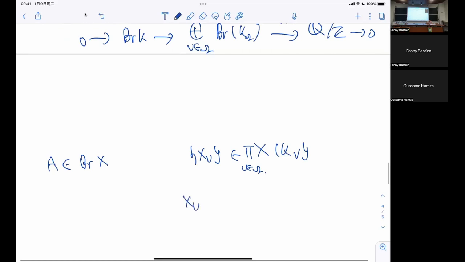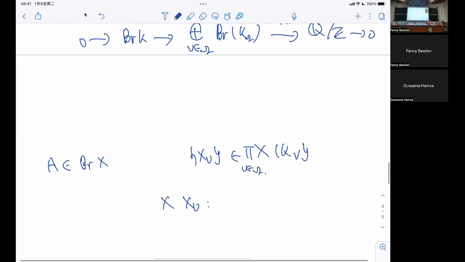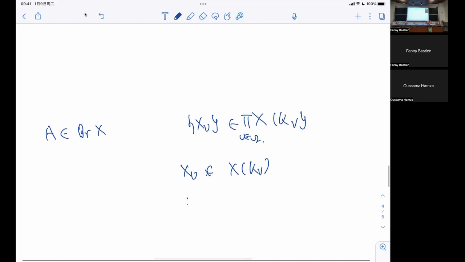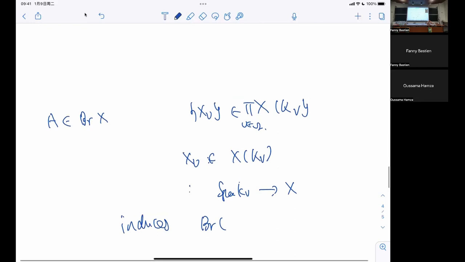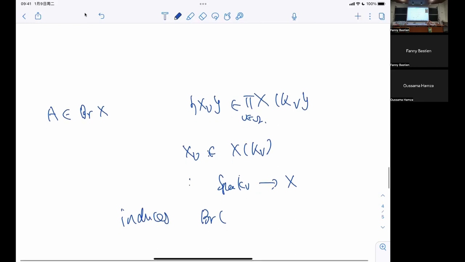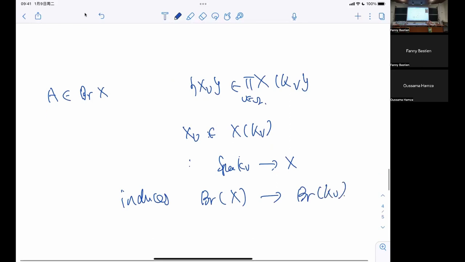So actually, one local point, okay, we'll write it like this. So this is a local point. This is just a morphism from Spec K_v to X. So actually it induces a map from the Brauer group of X to the Brauer group of K_v. And so we have an element A, which is mapped to a certain element here that we denote by A_{K_v}.